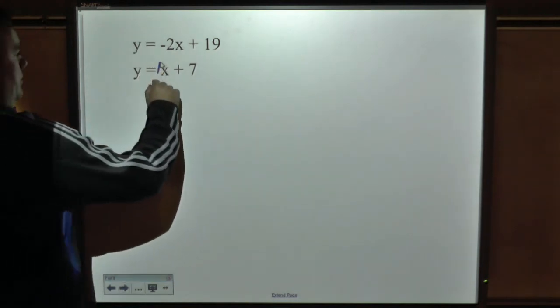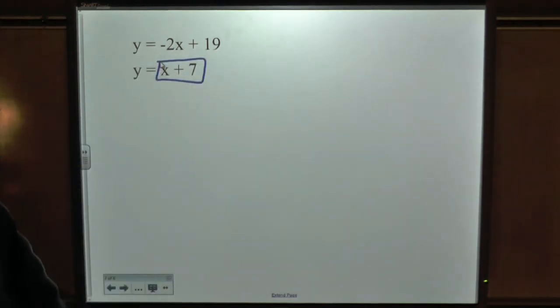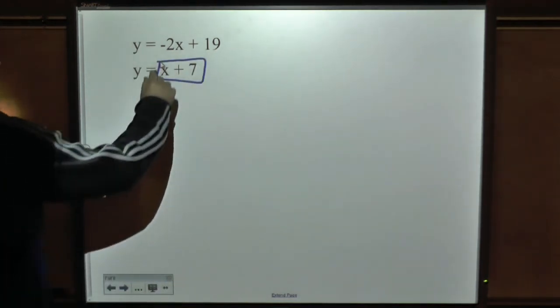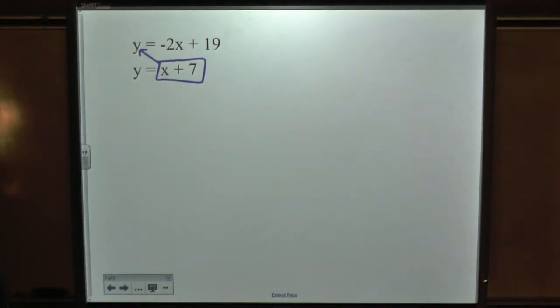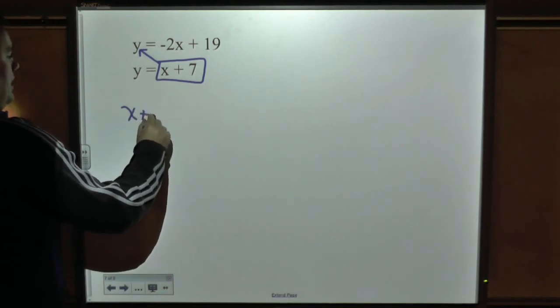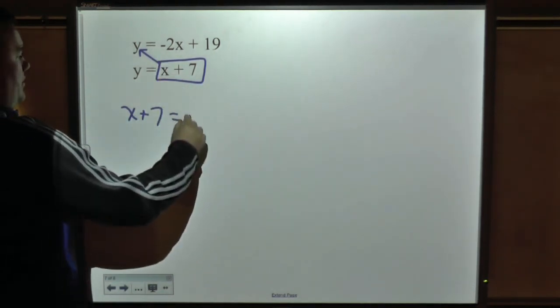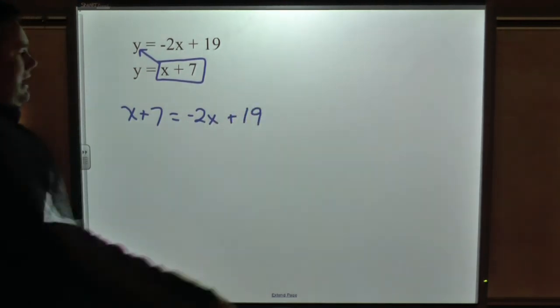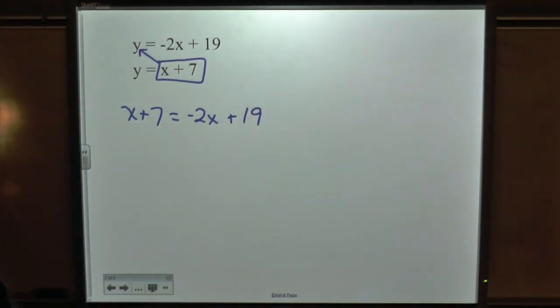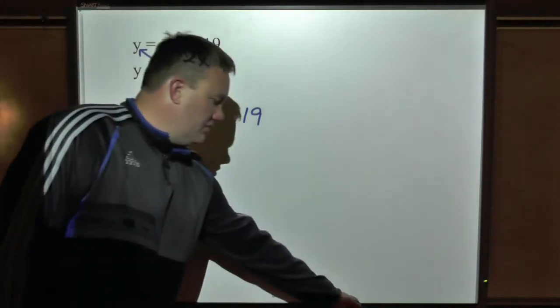I'm going to choose the second one and say y is equal to this amount x plus 7. And what I'm going to do is substitute it in for y in the other equation. So instead of a y, I'm going to have an x plus 7. Then I'm going to have a negative 2x plus 19. And I'm going to solve this one. Okay? So at this point, I can solve this.